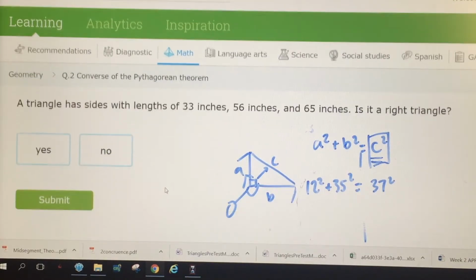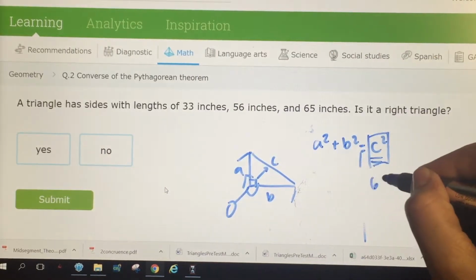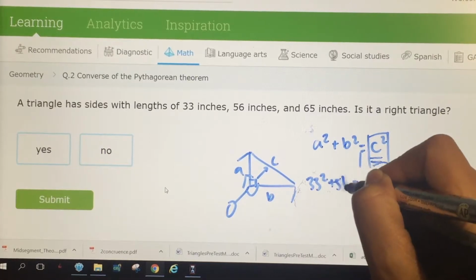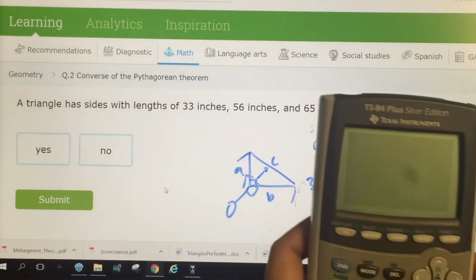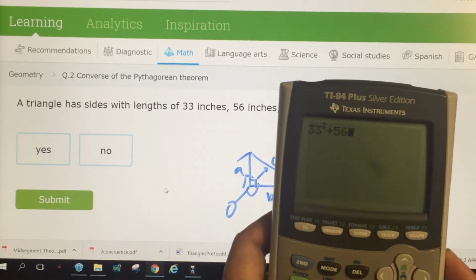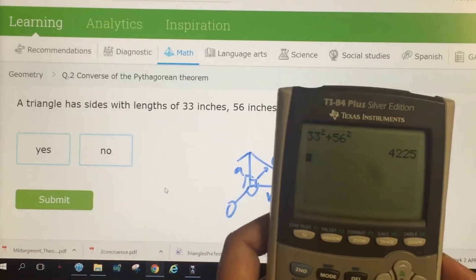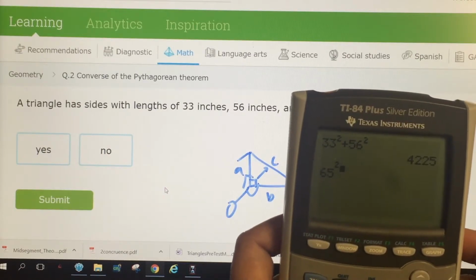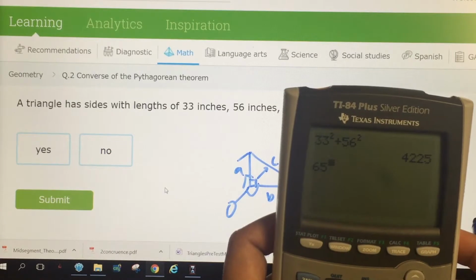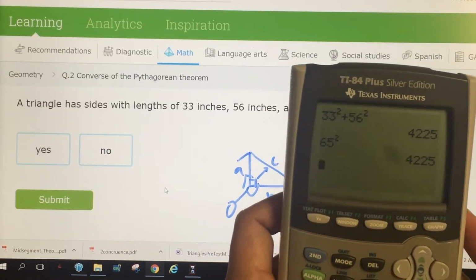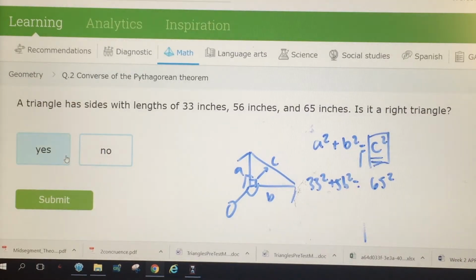I'll do one more because it's really just repetitive. All right, longest side is 65. So 65 is c squared. A and b don't matter. So 33 squared plus 56 squared. Put it in the calculator. So we have 33 squared plus 56 squared. And then we have 65 squared. Okay, let's just clear that. 65 squared. Are those numbers the same? Yes, so then it is a right triangle.